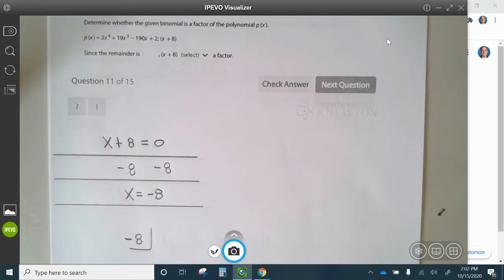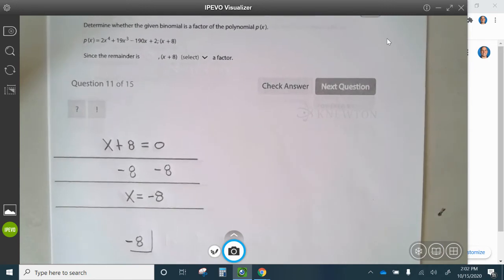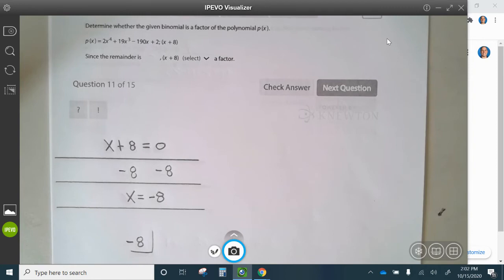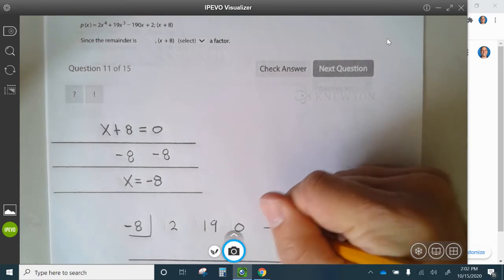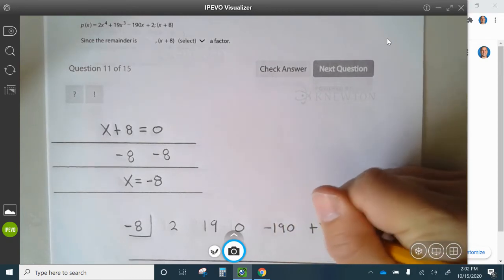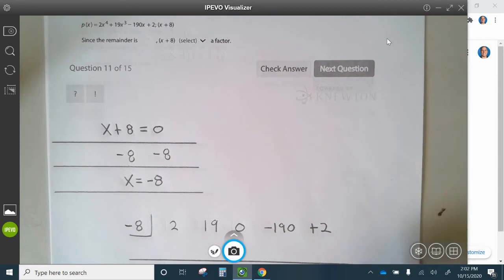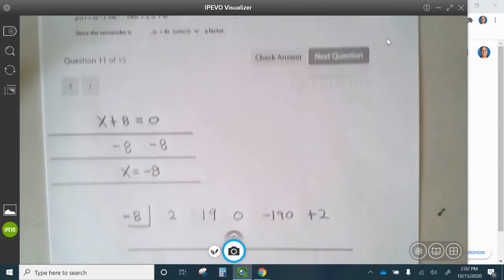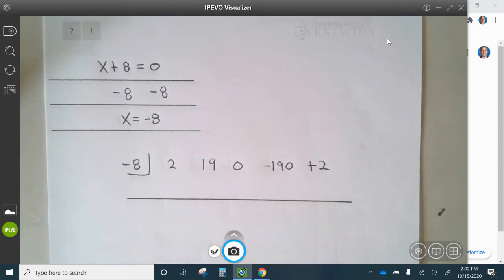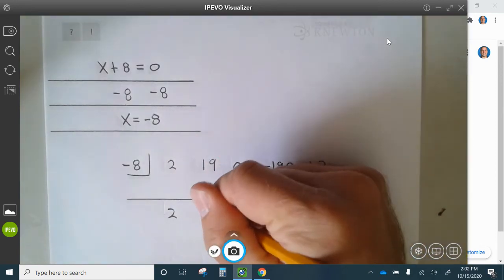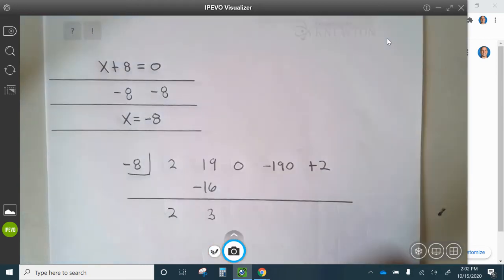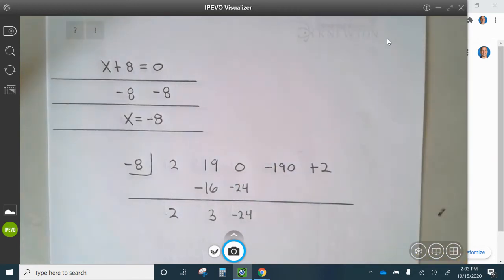Now we bring down the 2, the 19. We're missing an x squared, so that's 0, minus 190 plus 2. Remember, when we use synthetic division, if we get a remainder of 0, then it's a factor. So we bring down the 2. -8 times 2 is -16. 19 minus 16 is 3. Negative 8 times 3 is negative 24.